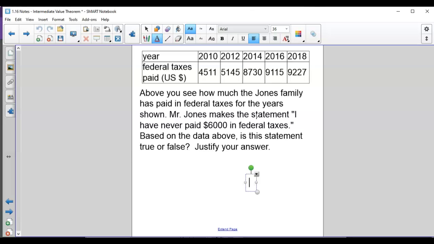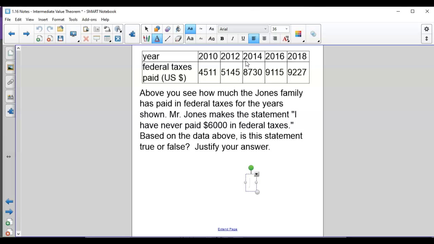Justify your answer. Now, whenever we're thinking about this situation, we have to understand that taxes are going to be different every year. They can be different primarily based on your income, but then they also might be different because the tax rates have changed. So just because we see an increasing trend here does not necessarily mean that these values are always increasing. Also, we do see we would go from $5,145 to $8,730 here. That does not mean in 2013 that Mr. Jones paid $6,000 in federal taxes.